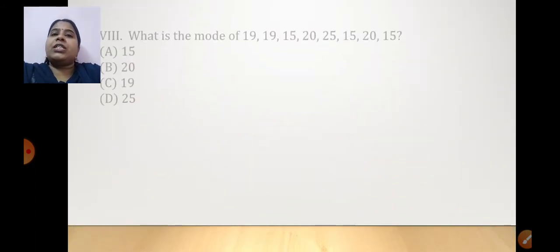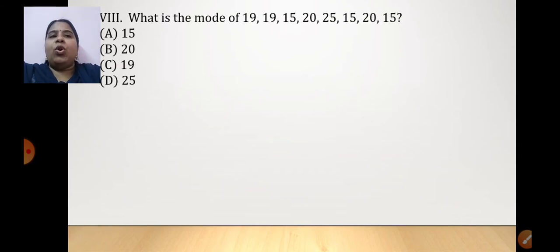The next question is the 8th one. What is the mode of 19, 19, 15, 20, 25, 15, 20 and 15? Options are 15, 20, 19 and 25. Now let us revise the concept of mode, the definition of mode. Mode is that particular number which has maximum frequency. Whichever number is repeated the maximum times, that particular number is nothing but the mode.